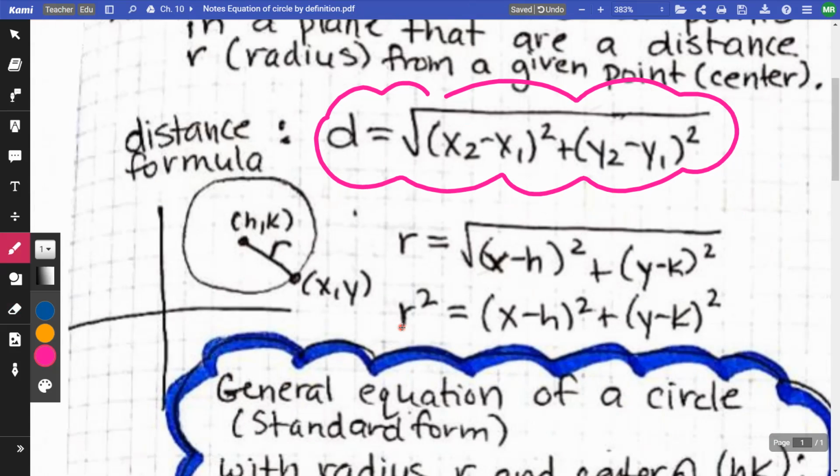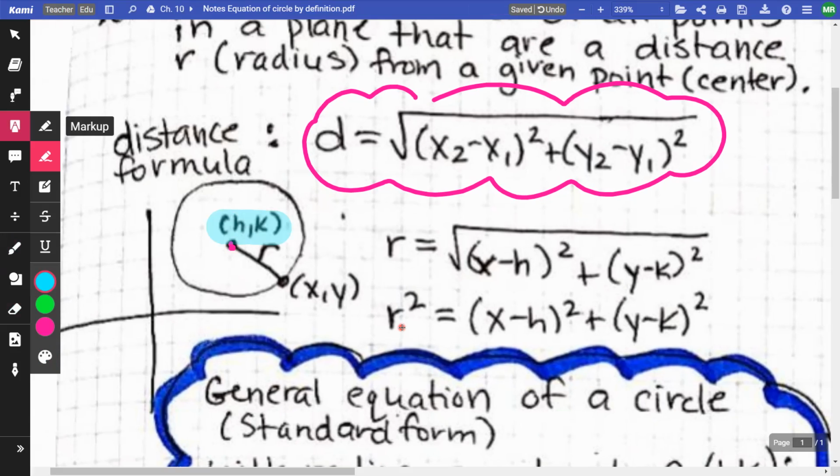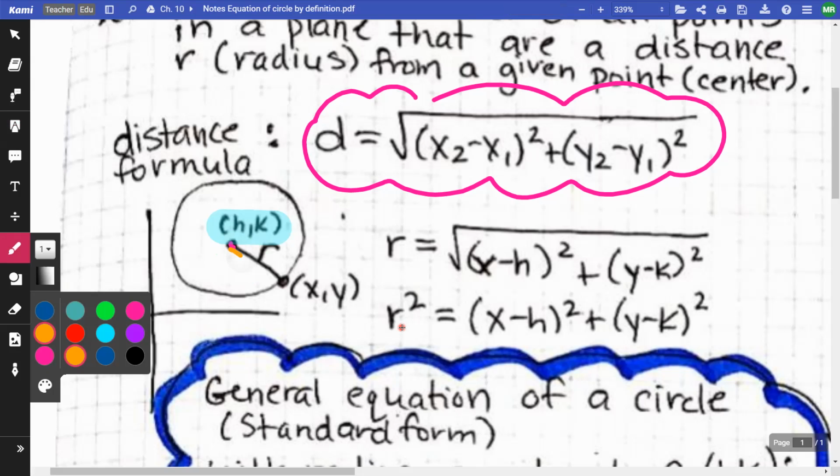So how does this relate to a circle? Well, we know a circle is the same distance from a given point, and that point we're going to call h comma k. It is our h comma k. And that distance that it's going to be over and over again is going to be my radius r. And so any point on my circle is r away from that center. And the point I'm going to call just x comma y.